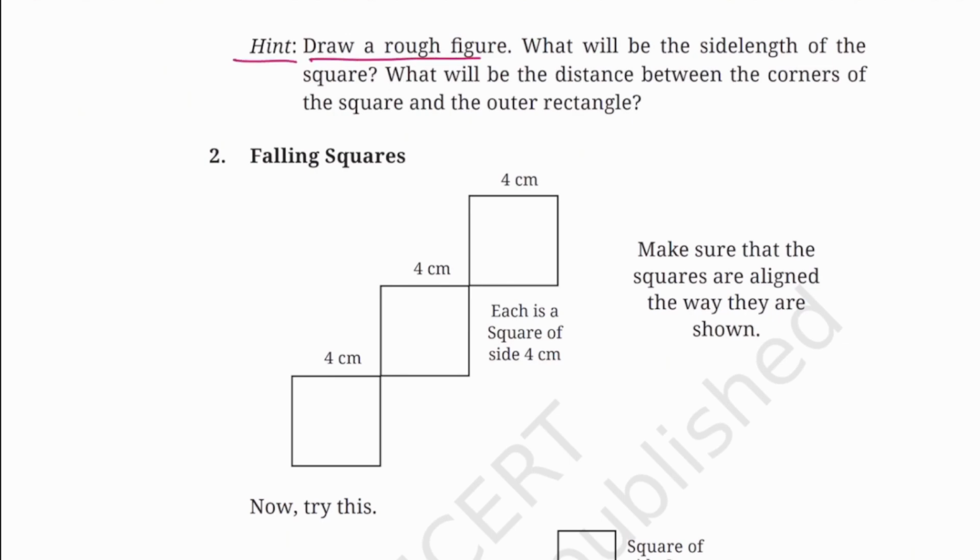And draw a rough figure. What will be the side length of the square? What will be the distance between the corners of the squares and the outer rectangle?